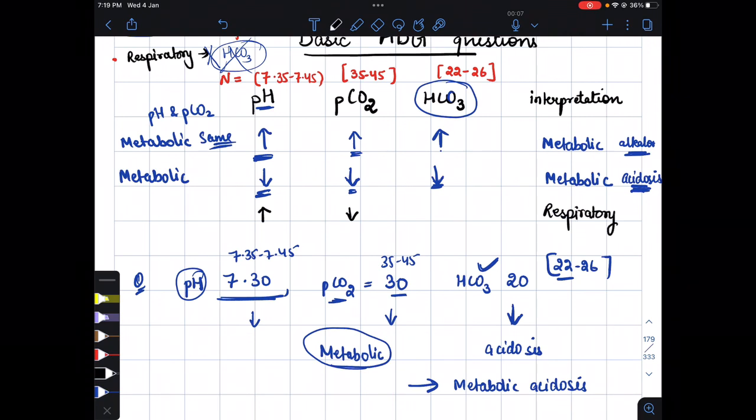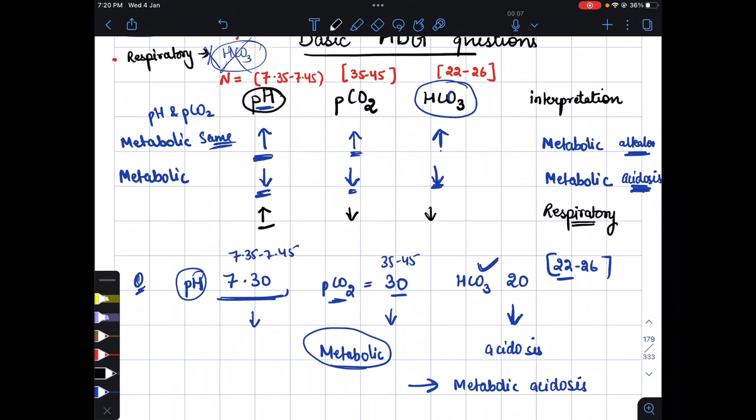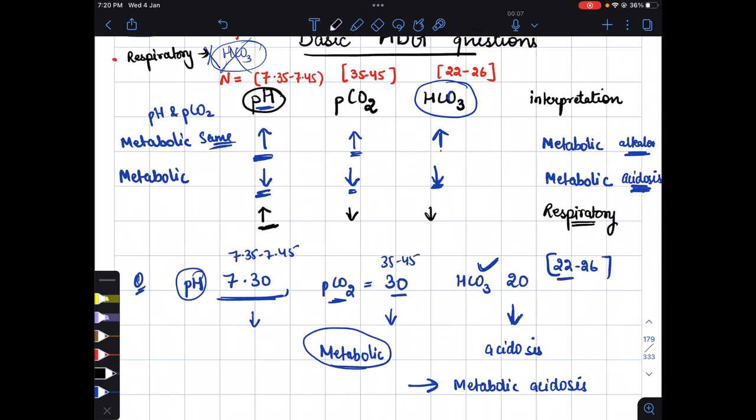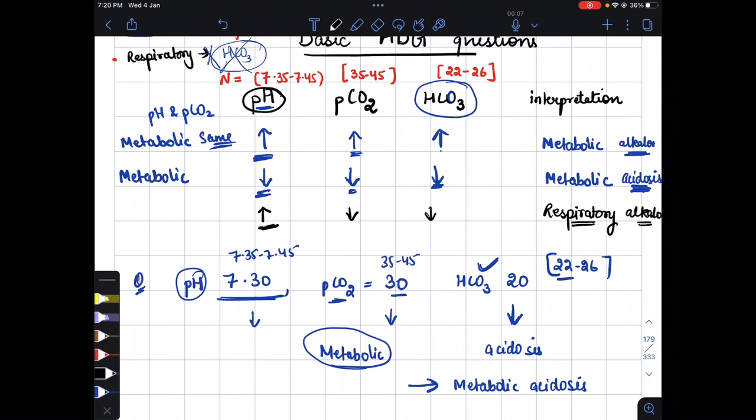Now for the respiratory case we don't have to bother about the CO2 value, whether it is increased or decreased. We really don't care about it in the respiratory cases. So as the pH value and CO2 value are not equal, it is a case of respiratory. Now the other thing we have to check is the level of pH, whether it is decreasing or increasing. So in this case pH level is increasing, it means it is more than 7.45, and as we know if the pH value is more than 7.45 then it is a case of alkalosis. So here it is a case of respiratory alkalosis.